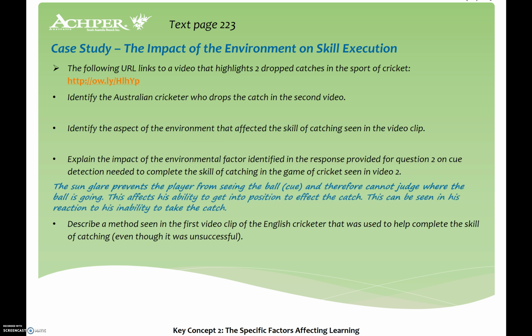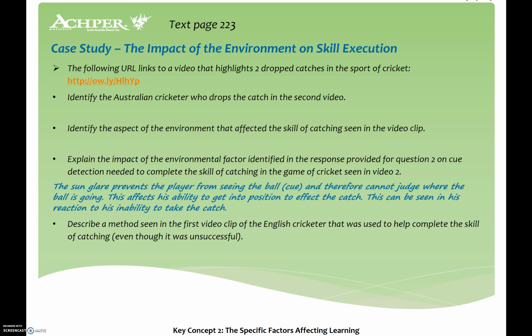So the sun glare prevents the player from seeing the ball, the cue, therefore they cannot judge where the ball is going. Just like what we did the other day with the baseball, how hard it was to pick up that visual cue without initially seeing it. So having to pick it up out of an unknown.